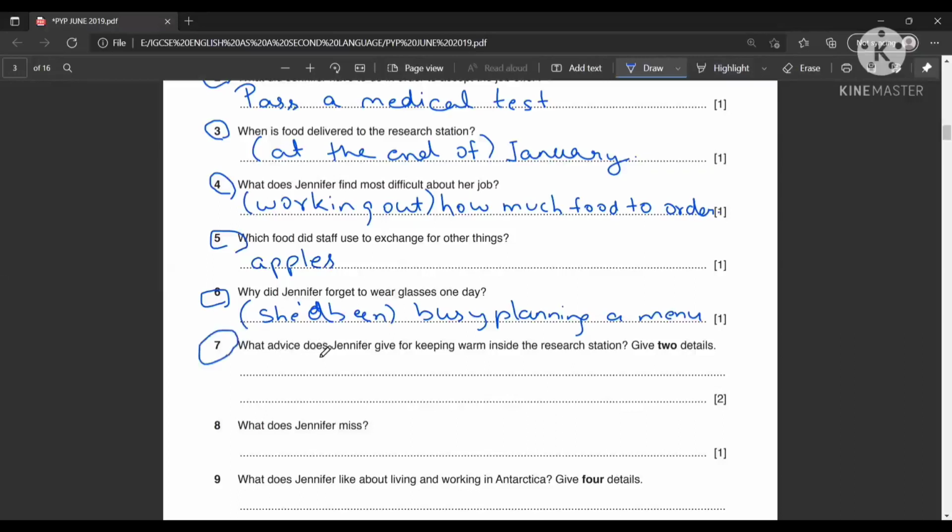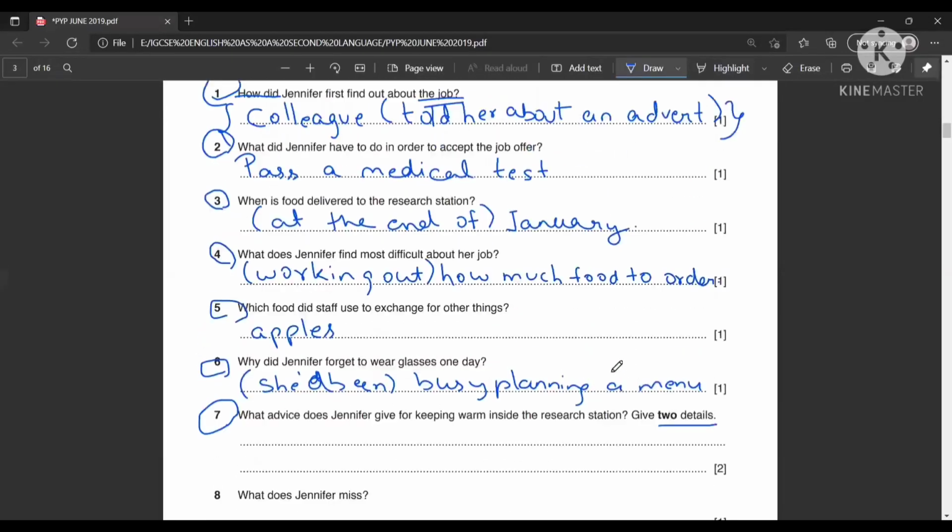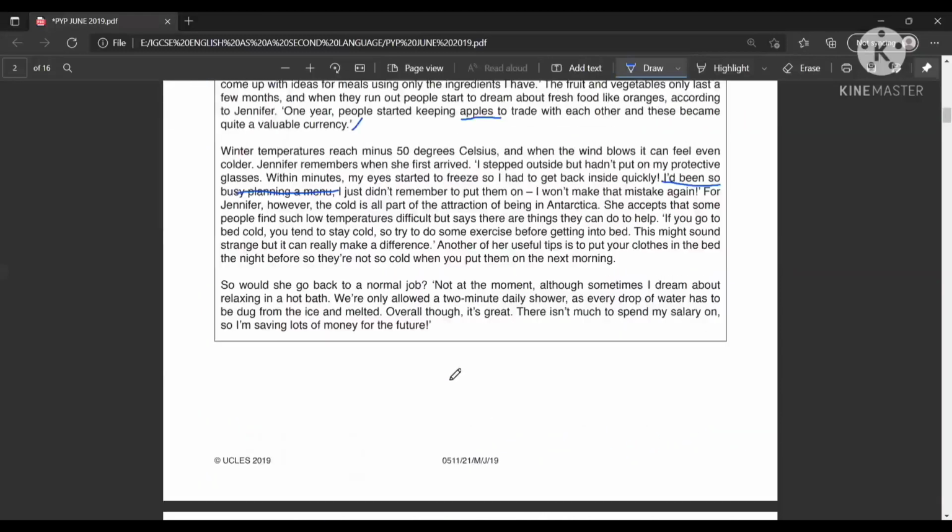Seventh one, what advice does Jennifer give for keeping warm inside the research station? Give two details. See, two details we have to write, therefore they have given us two blank spaces. One detail we are going to write in the first line and the second one in the second. What advice does Jennifer give for keeping warm inside the research station? So let's locate the answer.